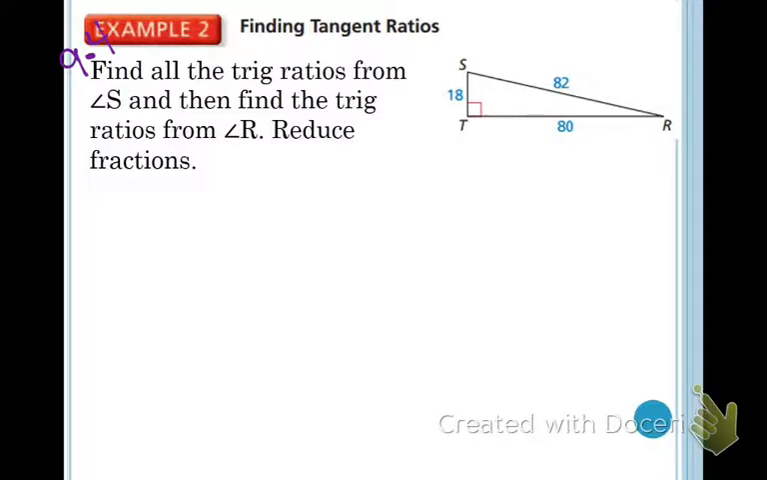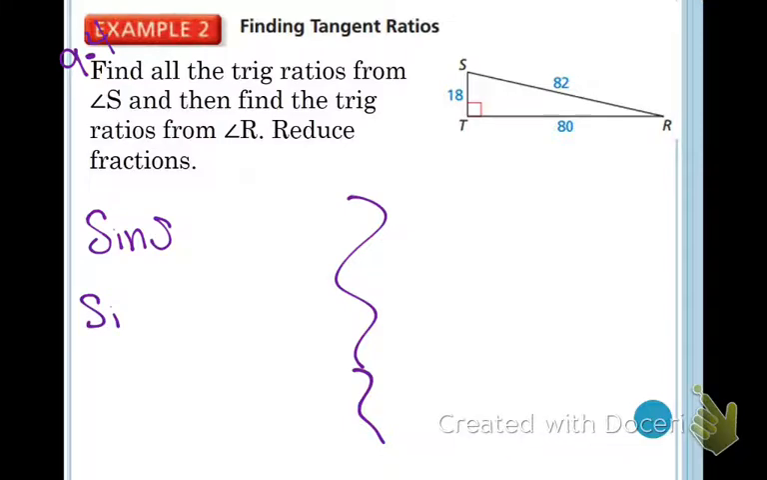I didn't notice this earlier, but find all of the trig ratios. So we're going to do all of them: sine, cosine, and tangent. From angle R, and then from angle S. So we're going to find sine of S, cosine of S, and tangent of S to begin with.